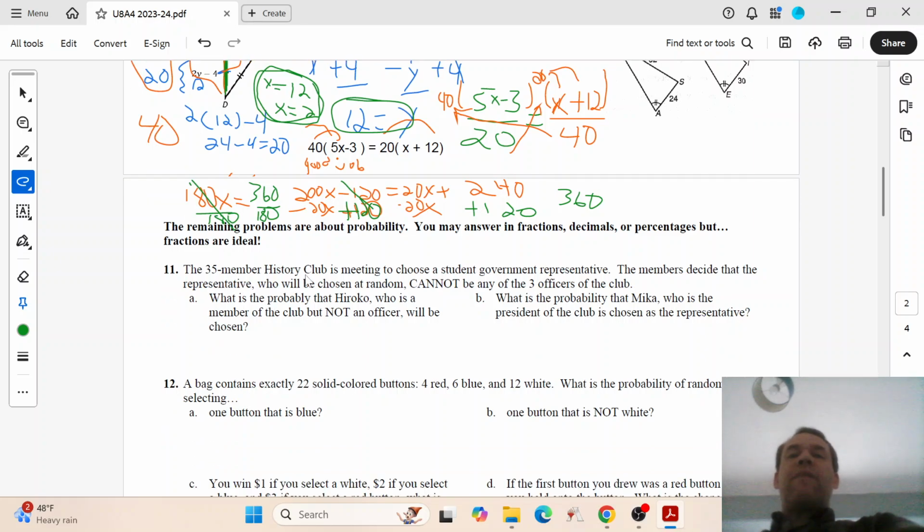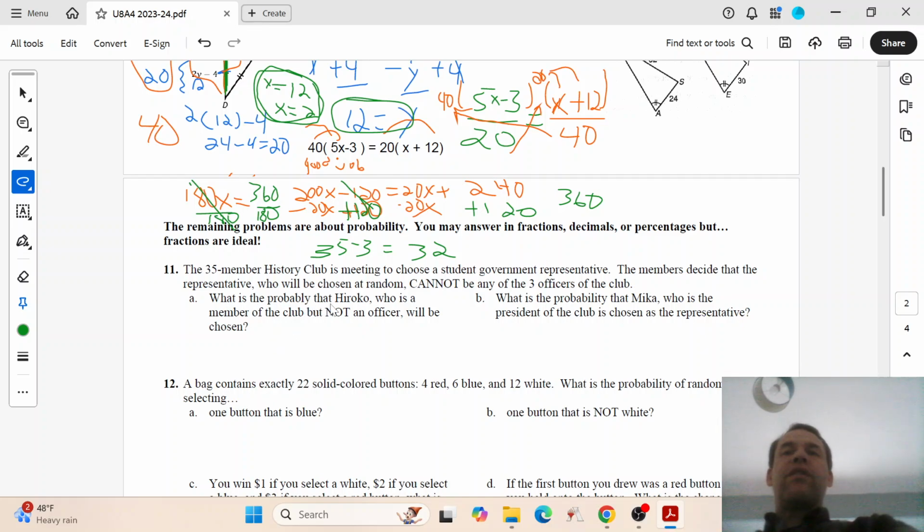So the 35-member history club is meeting to choose a student government representative. The members can't decide the representative, who will be chosen at random. The representative cannot be any of the 3 officers of the club. So 3 officers can't be chosen. So that's 35 minus 3, which is 32. So there are 32 members that can be chosen, right?